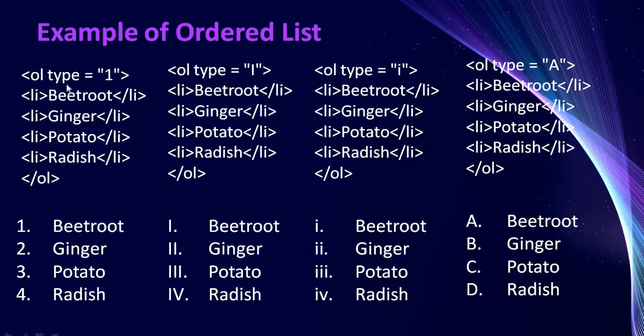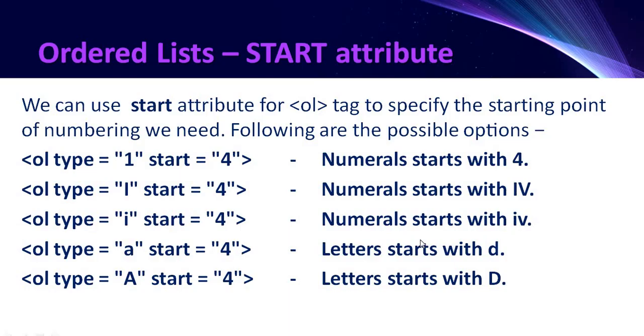See, in this coding I have specifically given type equal to 1. So I am getting this, and this is the uppercase Roman numbers. See, and this is the lowercase Roman numbers, and this is the uppercase. Likewise, you can also give a small a, and a, b, c, d will appear here.